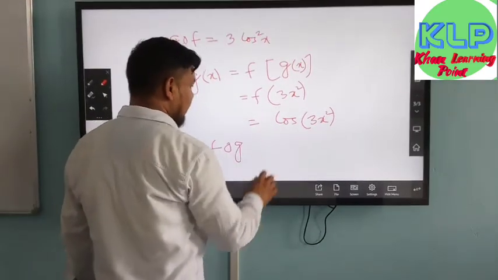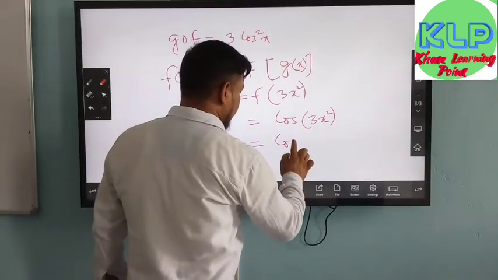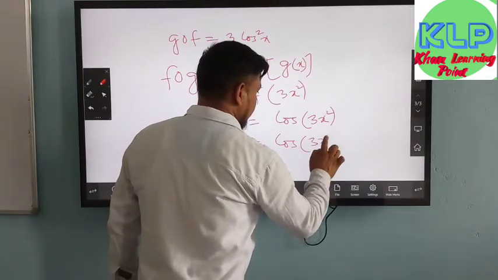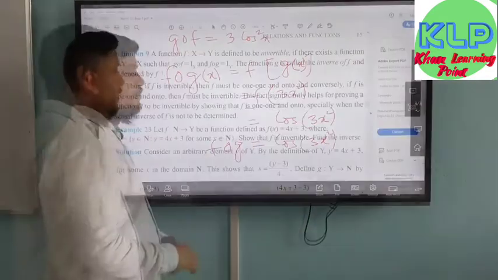x, or f of g is equal to cos 3x square. Okay. Definition 9.